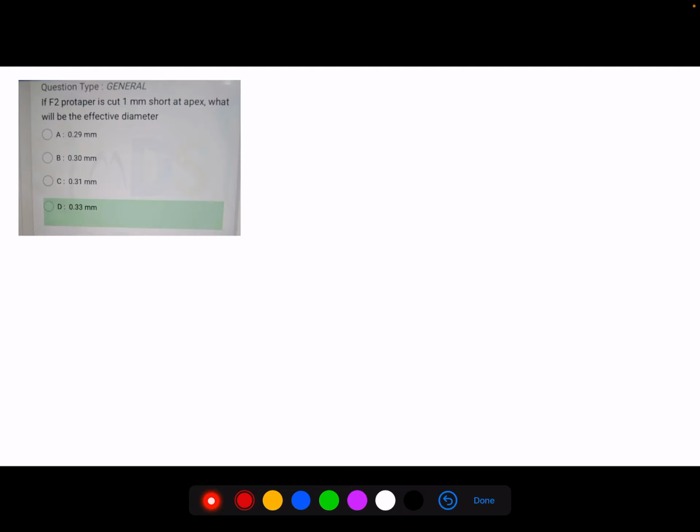Now you have a question which is most frequently asked. If F2 ProTaper is cut 1 millimeter short at the apex, what will be the effective diameter? They are just asking the diameter at 1 millimeter short of the tip. For this you have a formula called Dx. Of course we have discussed this a number of times. Dx is equal to D naught plus x into taper. This is a formula that you have to make a note of. D naught is nothing but the tip diameter. Here they are asking D1, meaning 1 millimeter short of apex.